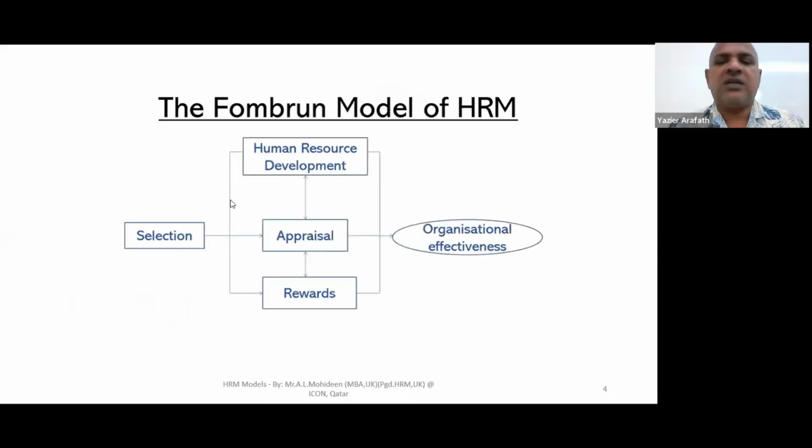Okay, the HRM model. Can you look at this framework? In the beginning, this is the first model. We select people based on the HRP, which you know already: human resource planning. Based on human resource planning, we decide we need this amount of people. That is what we studied in HRP. We already decided this amount of people, and then we selected them.